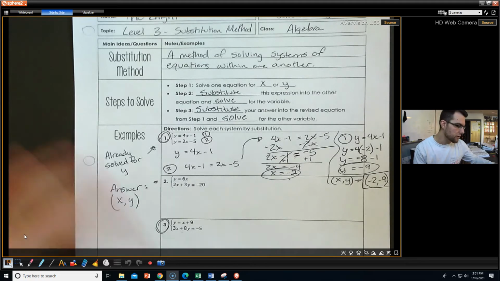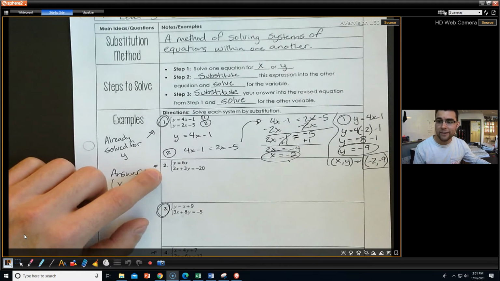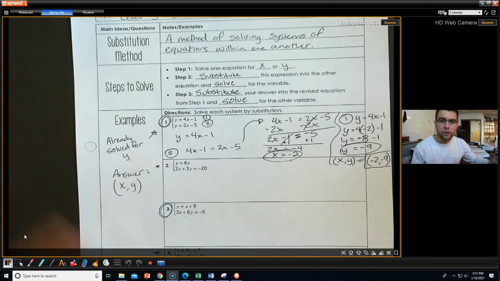What I want you guys to do is actually try number 2, just right off the bat. Just give it a whirl, and if you get stuck, we're going to go over it. Go ahead and give it a try now. Okay, we're back. Let's see what happens.